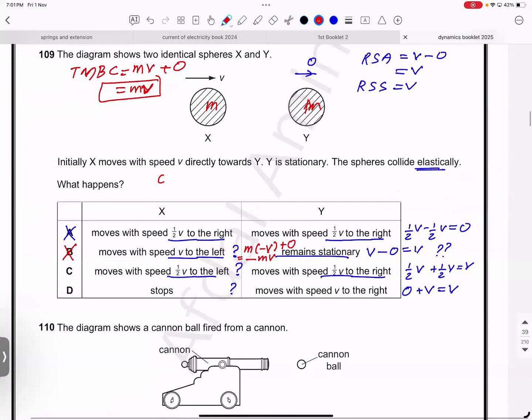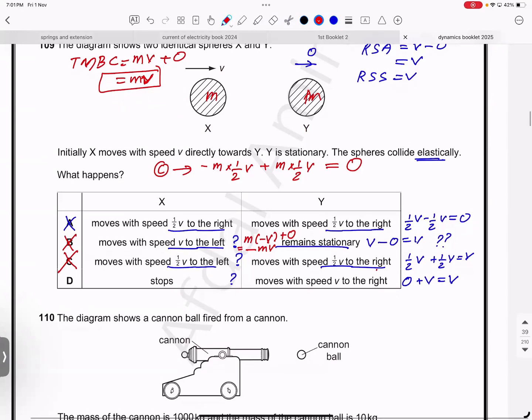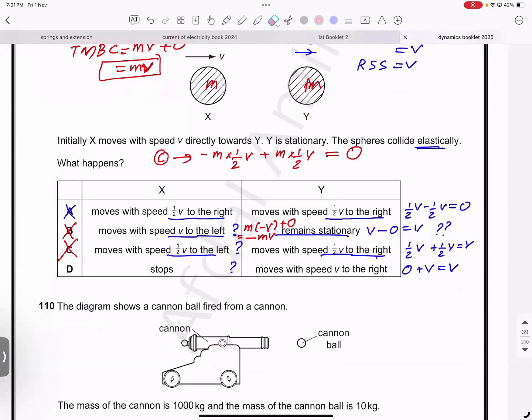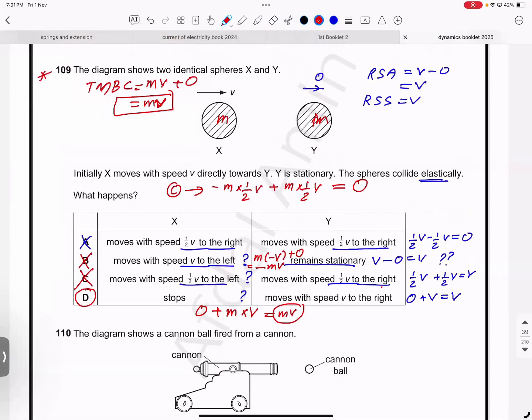Can I check C here? X moves to the left: negative M times half V. Y moves to the right: plus M times half V, which equals 0. C is also wrong. Why? Momentum is not conserved. Let's check D. X stops, so 0, plus Y moves with speed V to the right, which is MV. So momentum is conserved. Relative speeds are also equal. Option D, a good question.